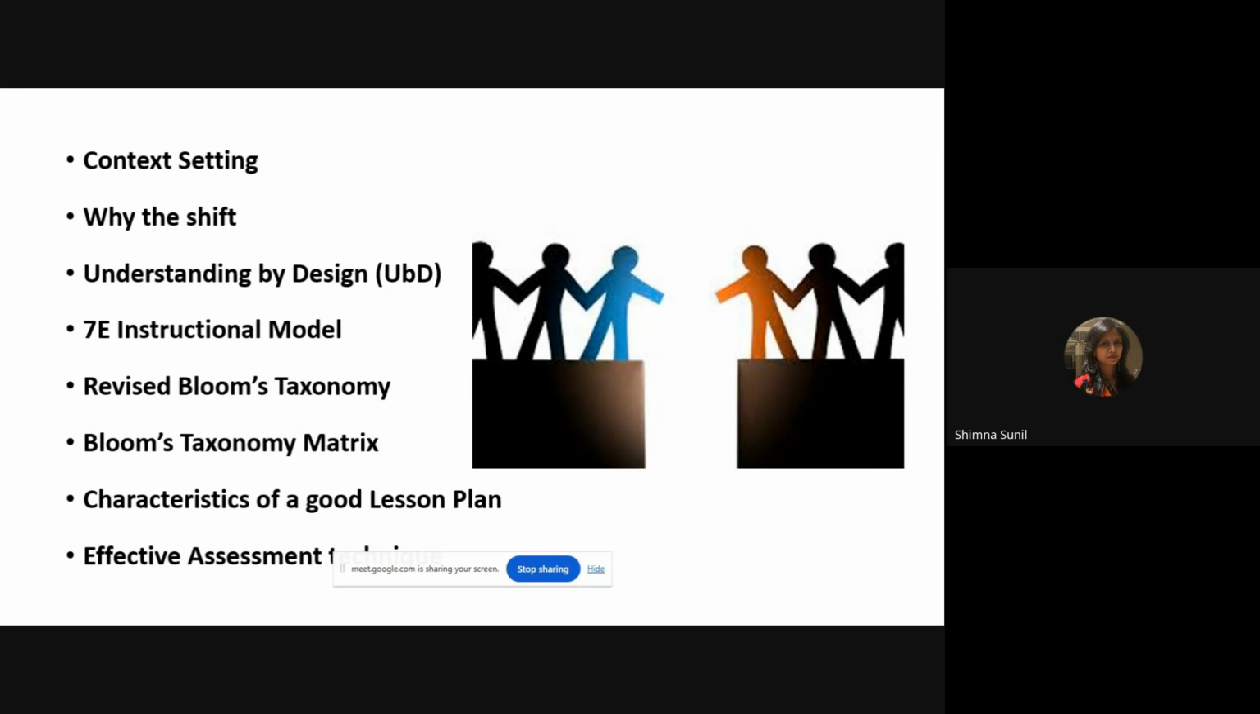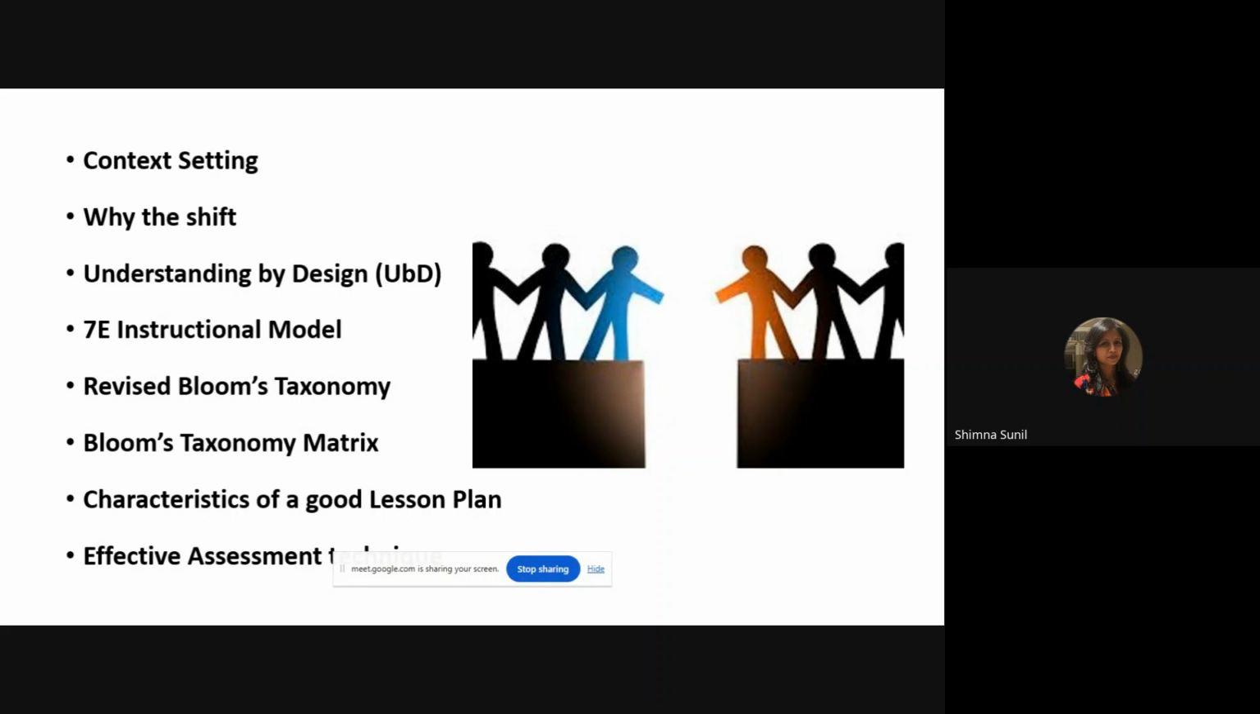And if we start developing our lesson plan using this matrix, initially it might be a little taxing, but once we develop the habit of planning our lessons using this matrix, I can assure you that our lesson plans are going to be the best lesson plans that CBSE or NEP is looking forward to. That's what they are asking us for.